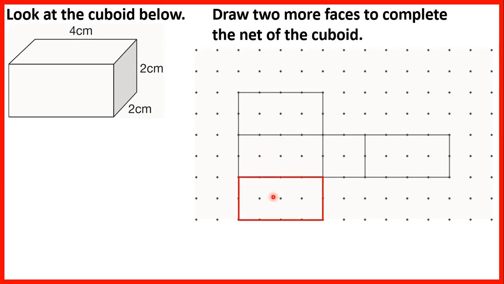But we need a face here because we need to cover this edge, and if we have a square face at this end, we'll need a square face at the other end as well.